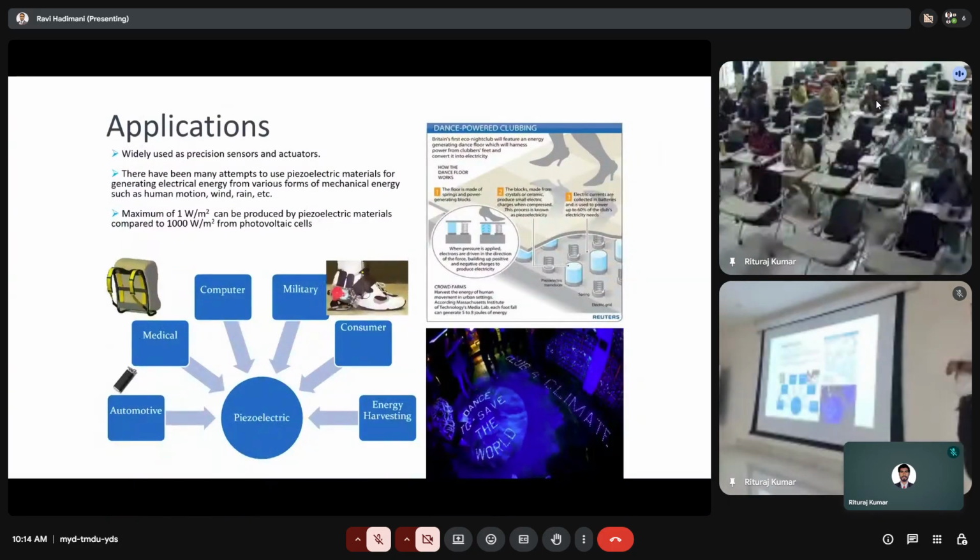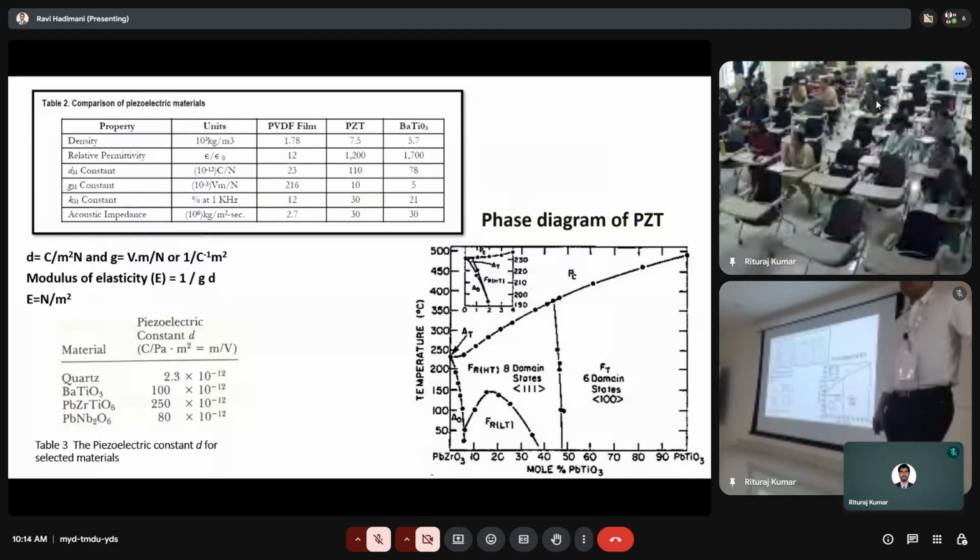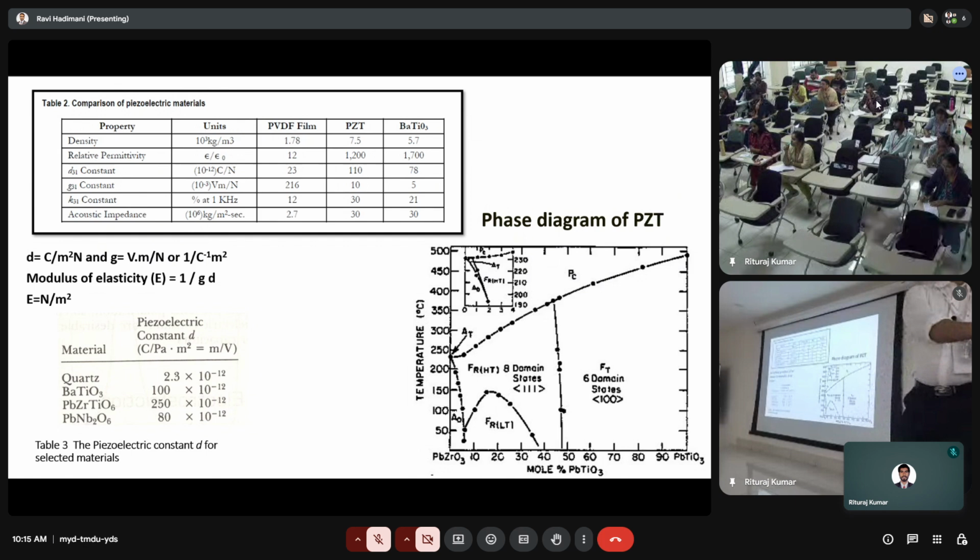Now coming to applications, let me ask you, what are the applications you can think of apart from the watch? We saw the watch. You apply voltage and you get a change in dimension. So how can you make use of this property?